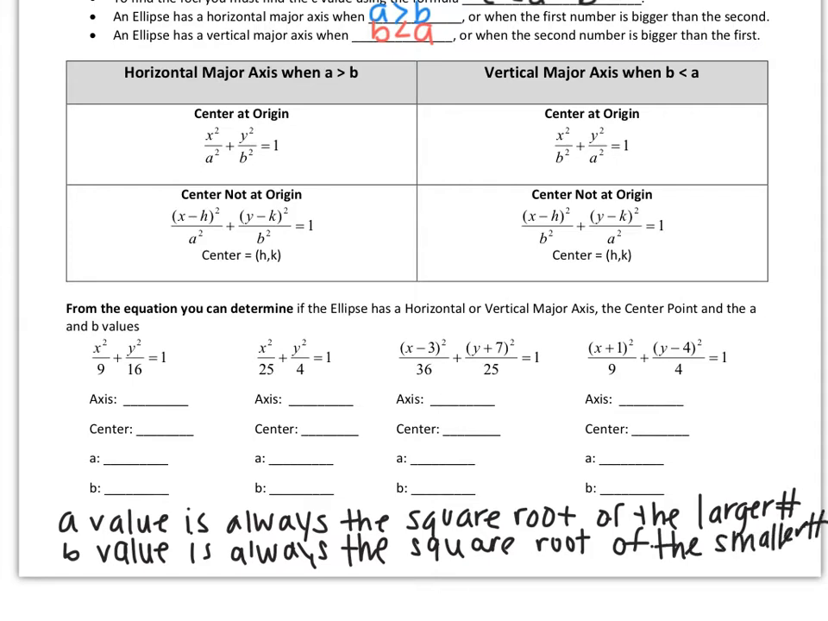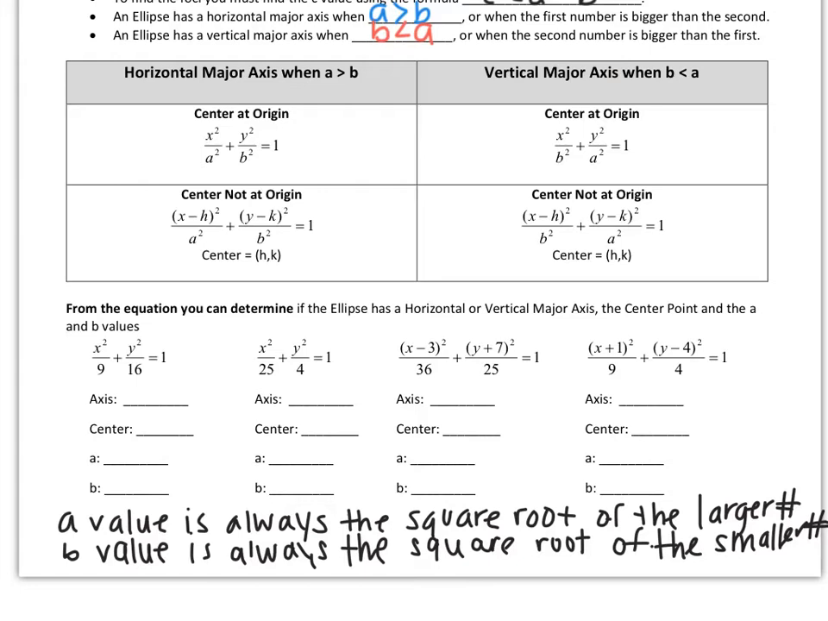Okay? So, the best thing that we can say is that if the A value, or the number in front here, is bigger than the number here, then we have a horizontal major axis. But if my B value is smaller than my A value, then we're going to have a vertical major axis. The A always corresponds with the vertices, and the B always corresponds with the co-vertices.